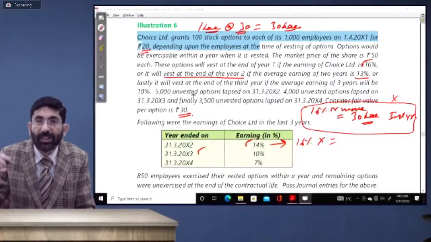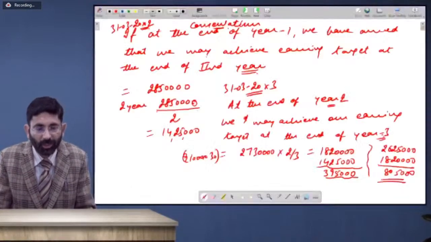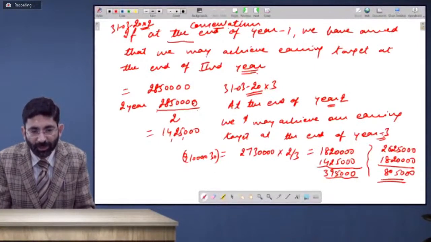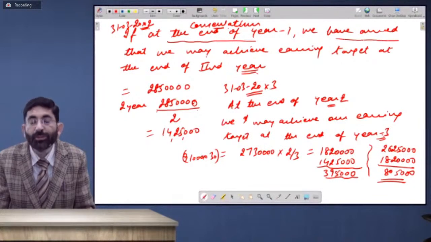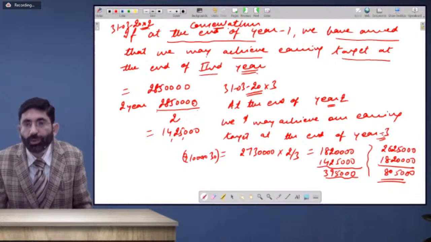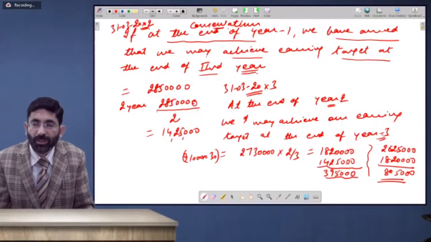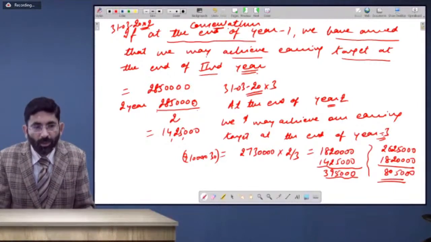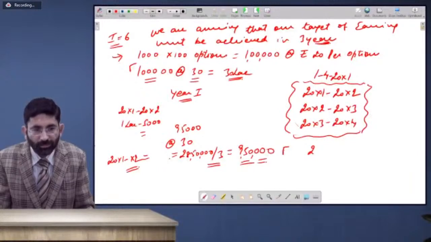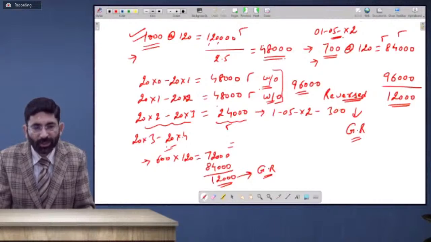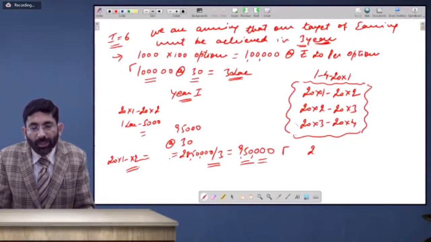Till that time, what we have to do? I am giving you a concept. If at the end of year 1 we assume that we may achieve the earning target at the end of year 2, then obviously total loss is to be reimbursed within 2 years. Or if we are assuming that our target of earning will be achieved within 3 years, then what we will do? We will write off the loss in 3 years.